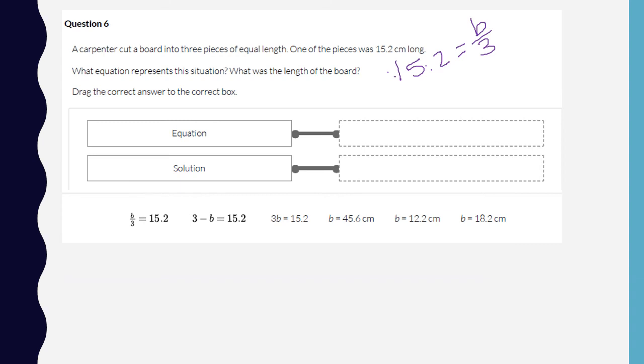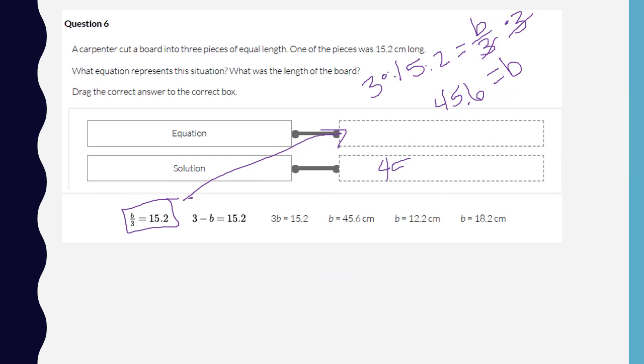Okay, so to solve, that means this is our answer. We're going to have to multiply by 3 because it's being divided right now. So to get rid of it, we need to multiply by 3. So when we multiply, we get 45.6 equals the length of the board.